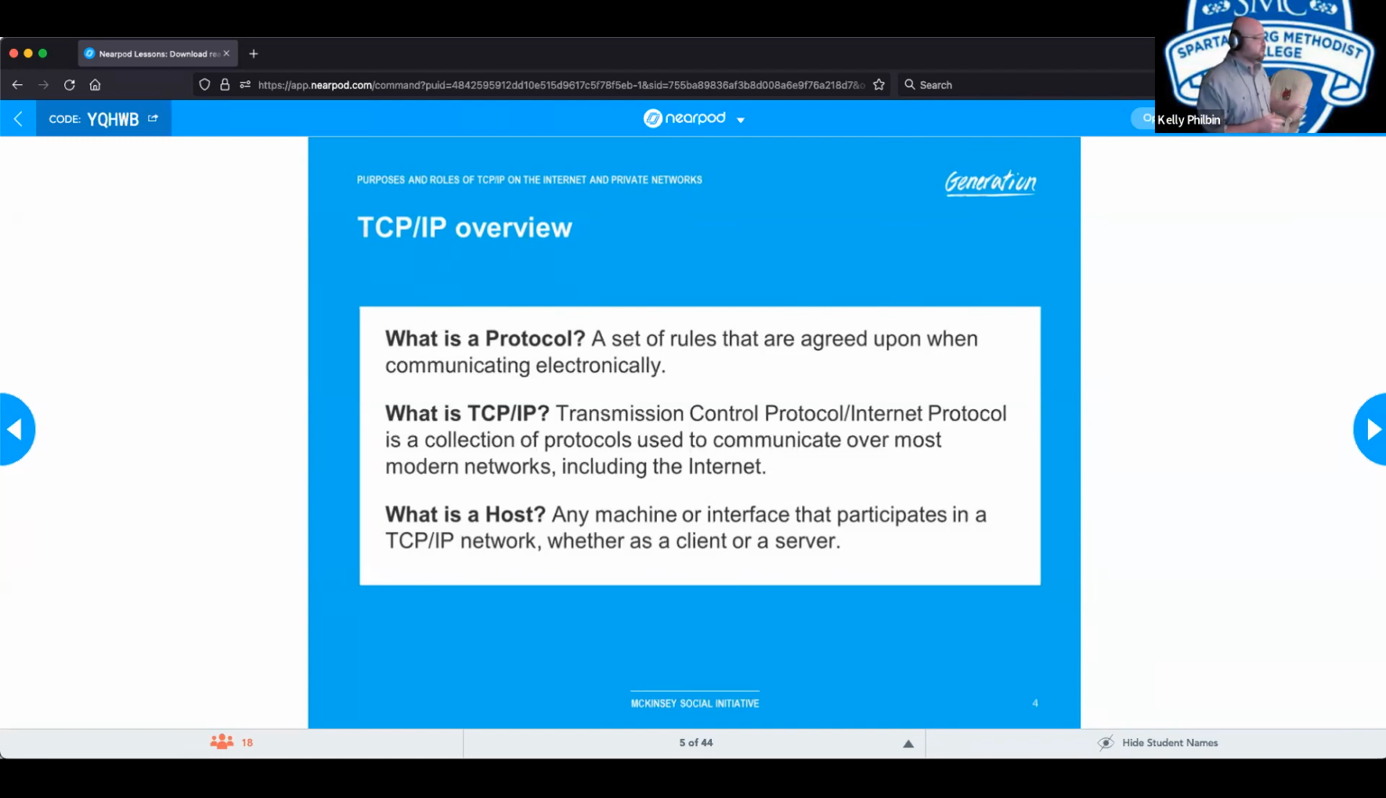All right, if you remember, what is a host from our introduction to networking? It's any machine or interface that participates in a TCP/IP network, whether as a client or as a server. So we talked about client versus server. Server provides resources, clients utilize these resources, but all of them are considered hosts when you're speaking about them from their perspective.